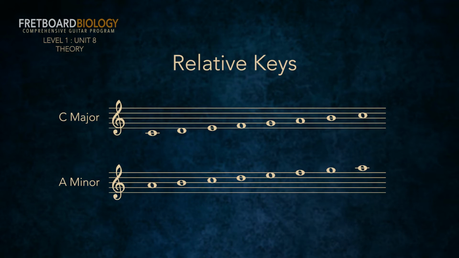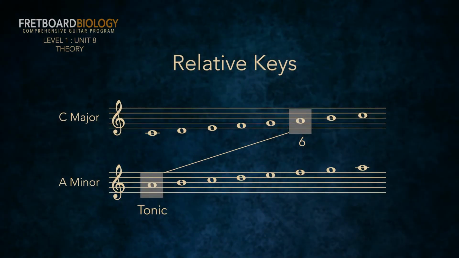C major and A minor are said to be relative keys. That's because they share the exact same notes. And since we're talking about it, look at the D major and B minor scales. The notes are exactly the same. That means that the key signature for both D major and B minor is two sharps. That's F sharp and C sharp. D major and B minor are relative keys because they share the exact same notes.